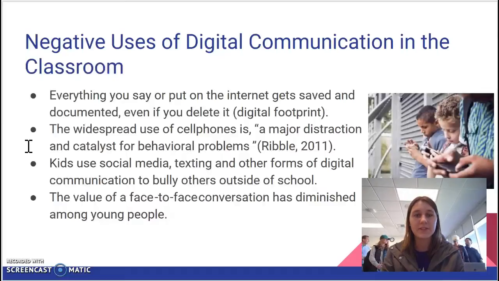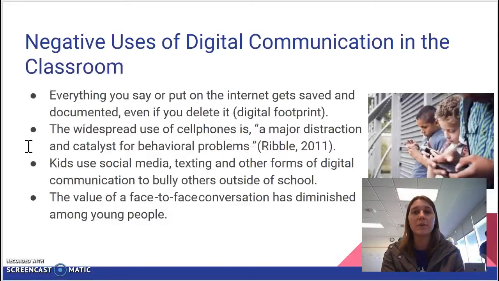And then students and teachers need to be careful with what they say in emails, like I reviewed earlier. And we must still encourage students to discuss face-to-face, but not shy away from using digital communication in the classroom.